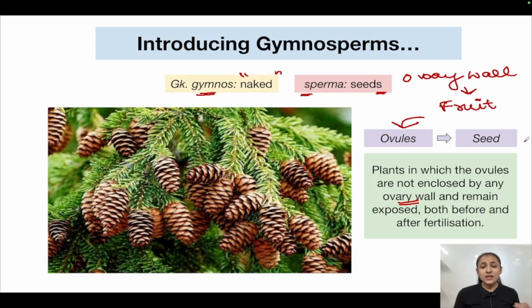But what happens in gymnosperms? The ovules are not surrounded by an ovary wall. That is why the ovules remain naked. After fertilization has happened, ovules turn into seeds. Once they turn into seeds, the seeds will also remain naked because the ovary wall was absent. So no fruit or fruit wall is formed even after fertilization, whereas in angiosperms, the ovary wall turns into the fruit. So gymnosperms are those plants in which the ovules are not enclosed by an ovary wall and they remain exposed both before and after fertilization.